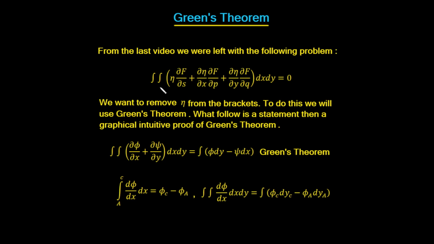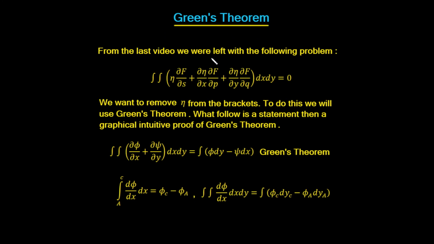Now the problem with separating out this eta is that we know how to separate out the eta here. We simply take out the brackets. But now we've got a functional with two independent variables, x and y. So in order to separate out this eta here from this part and the eta here from this part, we're going to use Green's theorem.